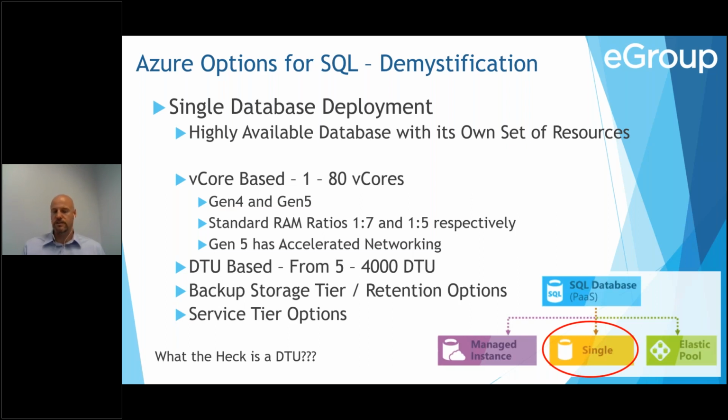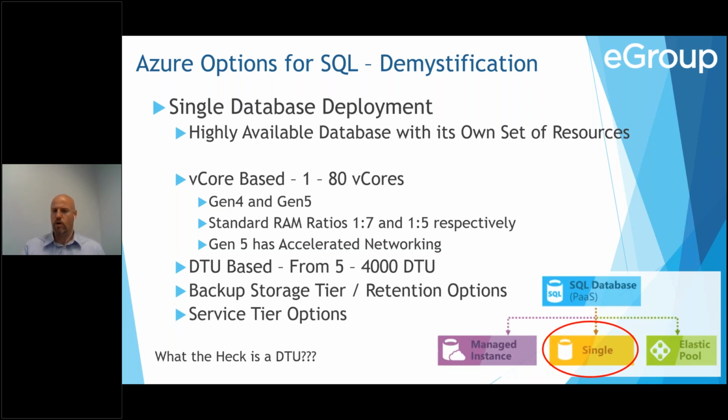Essentially there's a Gen 4 and a Gen 5. Think of that as a hardware upgrade that Microsoft has gone through. So you've got some levers that you can pull here, but the standard RAM ratios for Gen 4 and Gen 5 are immutable. If you pick Gen 4, you're going to get a 1 to 7 core to RAM ratio. If you pick Gen 5, you're going to get 1 to 5. That's it.